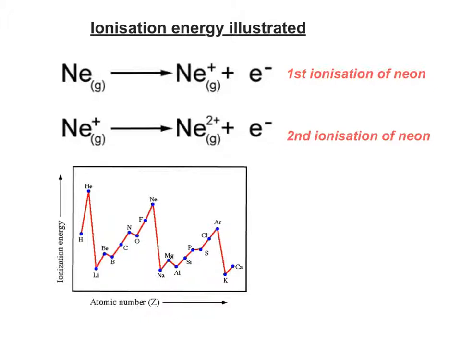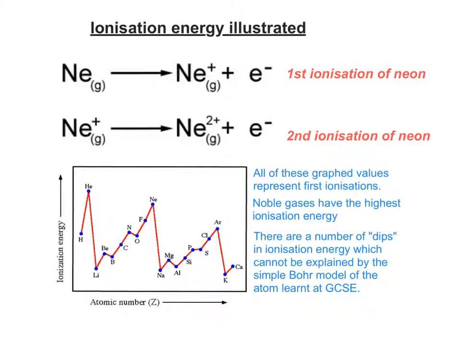And if you look at the graph at the bottom, you can see how the ionization energy is quite variable. So at the right-hand side of each of the periods, where you get the noble gases, they have the highest ionization energy. So all of these represent first ionization energies, and like I've just said, the noble gases have the highest ionization energy, but there's also a number of dips in ionization energy, such as at boron, oxygen, aluminium and sulfur, that can't be explained away by the simple Bohr model that you learned about at GCSE. So something else has to be going on here, and that's what we're going to look at next.